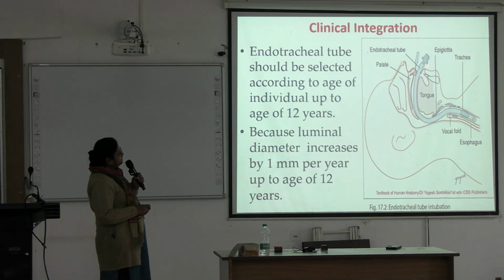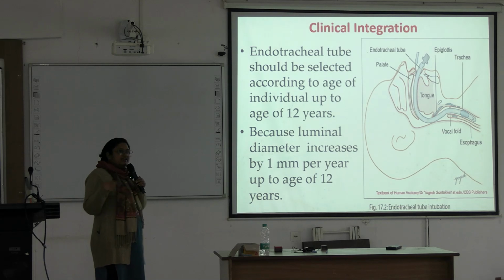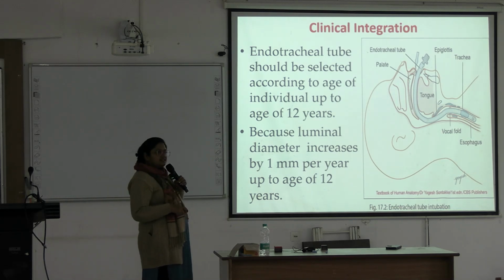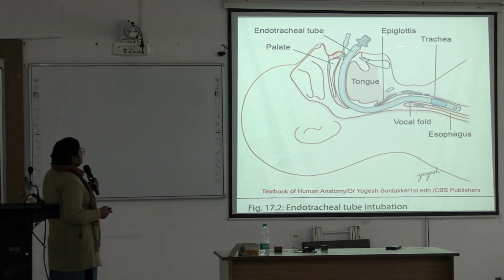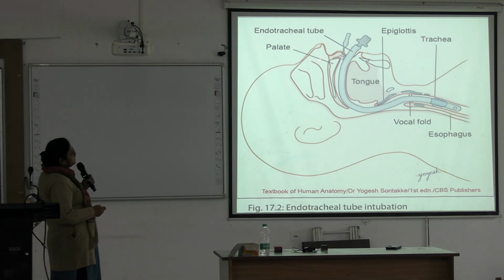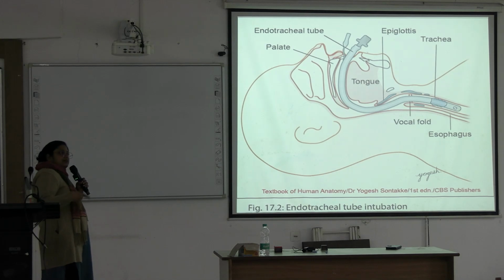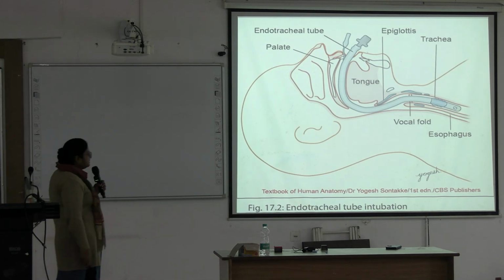Endotracheal intubation is done through the mouth. You have already seen that during general anesthesia endotracheal intubation is done. Here you can see this endotracheal tube has been introduced through the mouth. Here are the upper lip, lower lip, oral cavity, oropharynx, laryngopharynx. After that it enters through the laryngeal opening into the larynx, into the trachea. After that air can pass into the bronchus and the lungs.